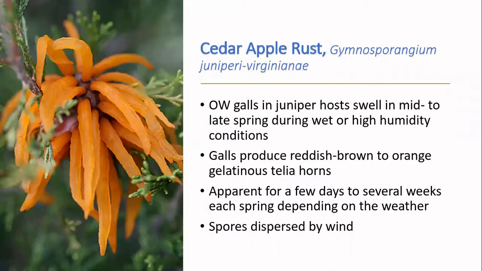So looking particularly at cedar apple rust, this overwinters as galls on the alternate host. And during the early spring, these galls start to become active, especially during wet and humid conditions. And so the galls actually produce these quite alien-like orange gelatinous telial horns. And from these, spores are produced and released through wind currents. And so these can be present for a few days up to several weeks, depending on what the weather's like.